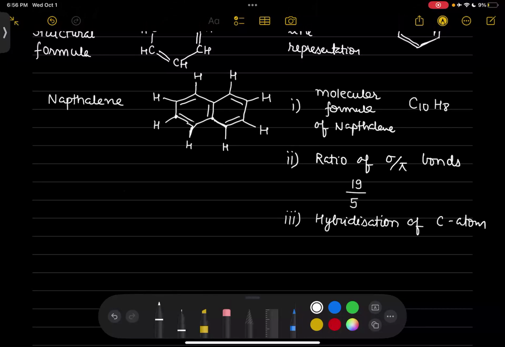Don't count the pi bond. In other molecules, count the lone pair also, but carbon doesn't have a lone pair. So 3 sigma bonds. Count sigma bonds and lone pairs, if they are present. For hybridization, count the bonds on one atom. 3, so sp2. So all carbon atoms are sp2 hybridized. Got it?